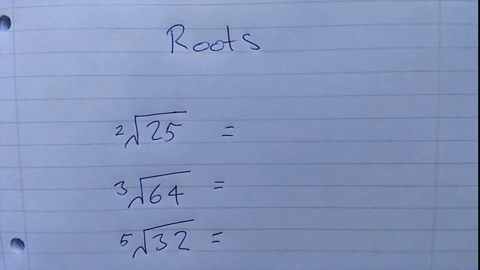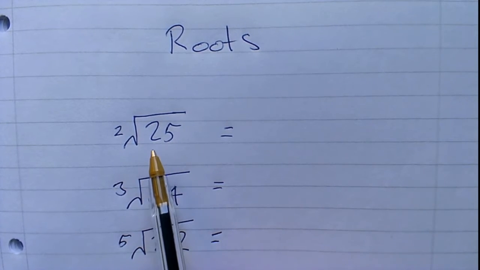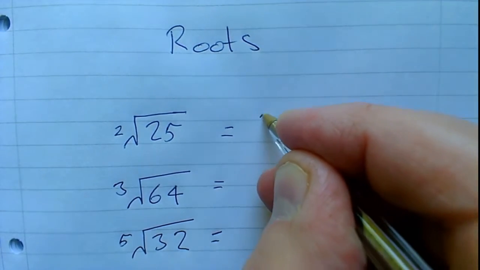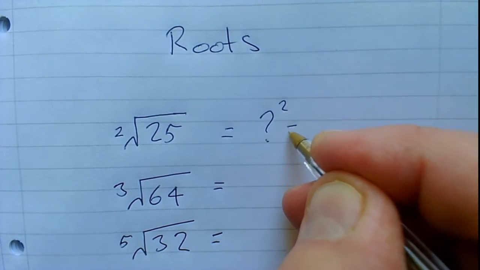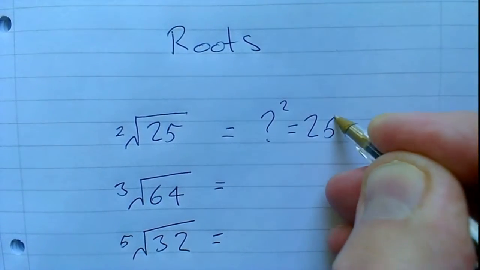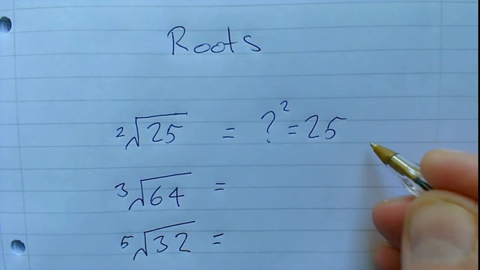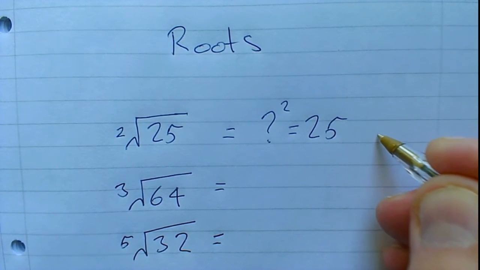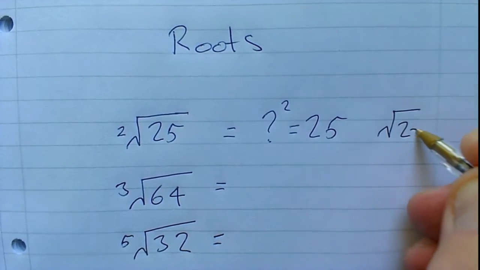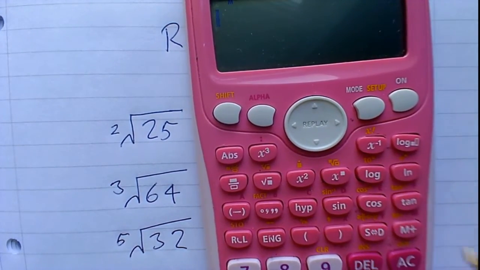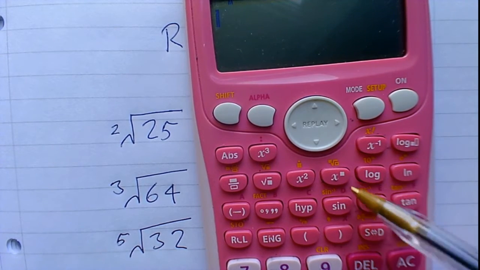Now we're going to have a look at the root button. First one we're going to do is the square root of 25. Now this is just answering the question, what squared is equal to 25? It's such a common root that sometimes we don't even bother with the 2, we just write square root of 25. And on our calculator we do have a square root button, but we're not going to use that like we did before.